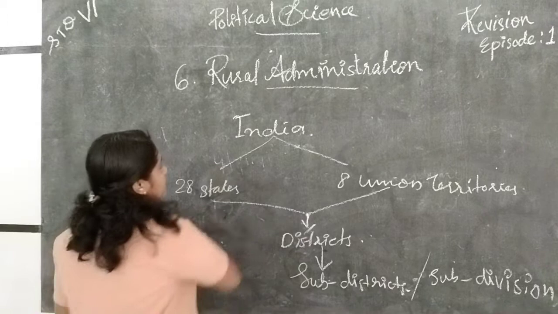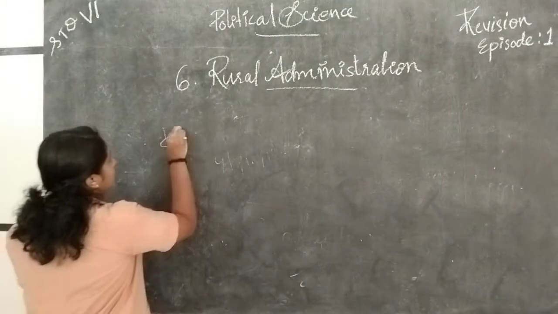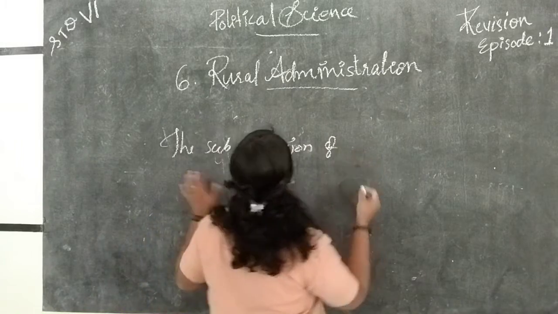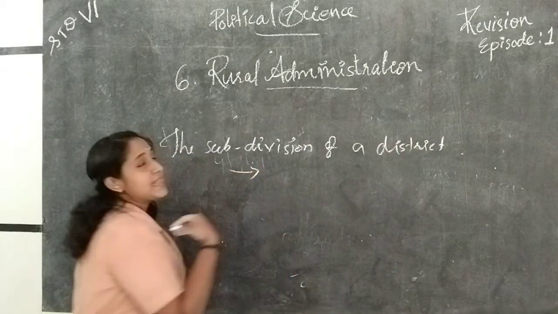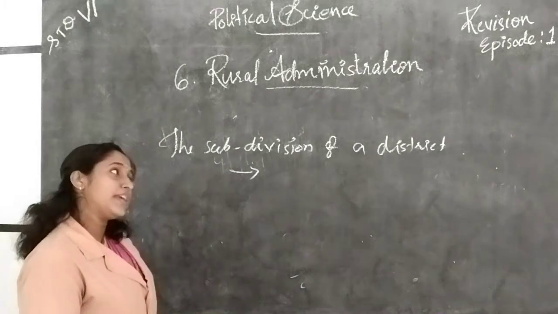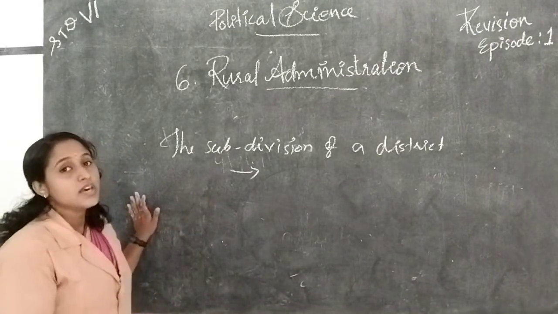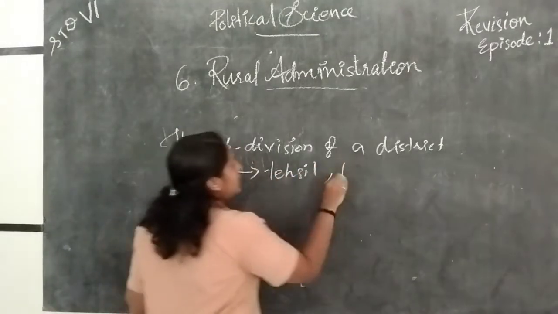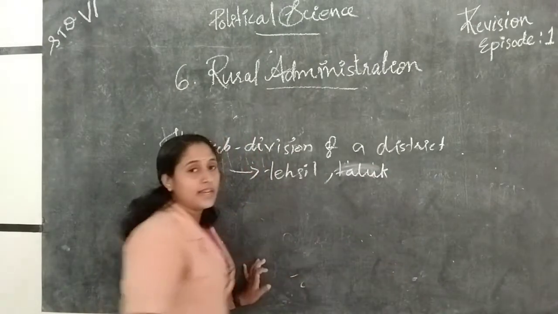So we can say that the subdivision of a district is known as tahsil, taluka, etc. Each and every state has its own language, so they give different names for the subdivision of a district. Mainly we can say that the subdivision of a district is known as the tahsil or taluka, right?